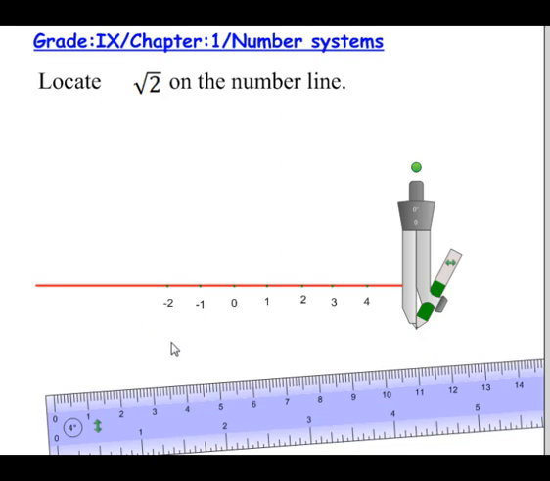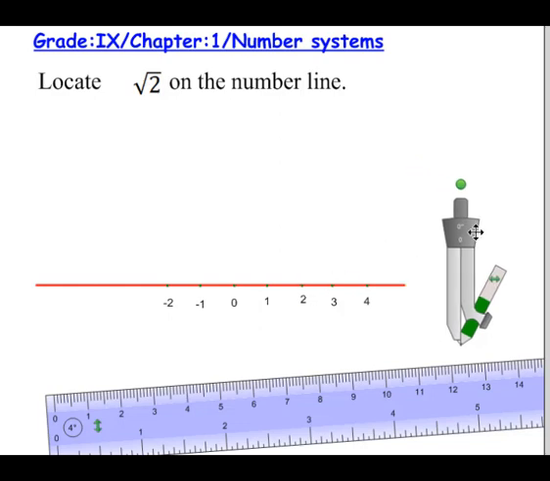Now can we say 0 to 1 the distance is 1 centimeter? No. 0 to 1 is a 1 unit distance. 1 to 2 is also 1 unit. 2 to 3 is also 1 unit, and so on. So this is our number line.